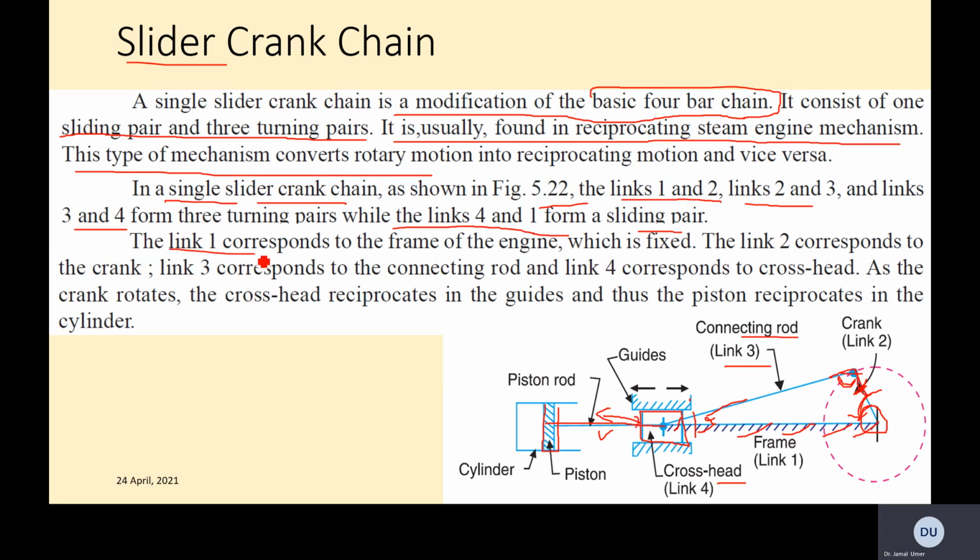The link 1 corresponds to the frame of the engine, which is fixed. Normally, whatever link is fixed, we call it a frame. The link 2 corresponds to the crank, link 3 corresponds to the connecting rod, link 4 corresponds to the crosshead. As the crank rotates, the crosshead reciprocates in the guides, and thus the piston reciprocates in the cylinder. So that's what we have here.